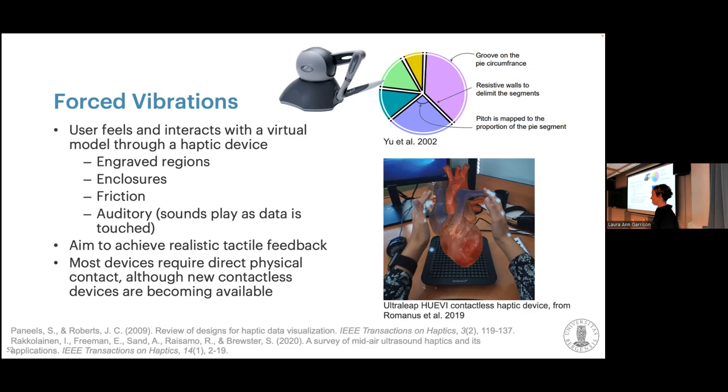And the aim with haptic feedback is, of course, to achieve realistic tactile feedback as if you're interacting with the real thing. And there's really cool stuff available now. So most devices require direct physical contact, like with this armature, but there are new contactless devices that are becoming available. So if you want to feel like you're living in a Star Trek episode, there's these mid-air haptic technologies, they're ultrasonic, and they generate tactile sensations on the user's skin in midair, so you don't need to have direct interaction with the user's body. So these have a lot of promise in medical and surgical training domains, and it's cool to see where this is going.